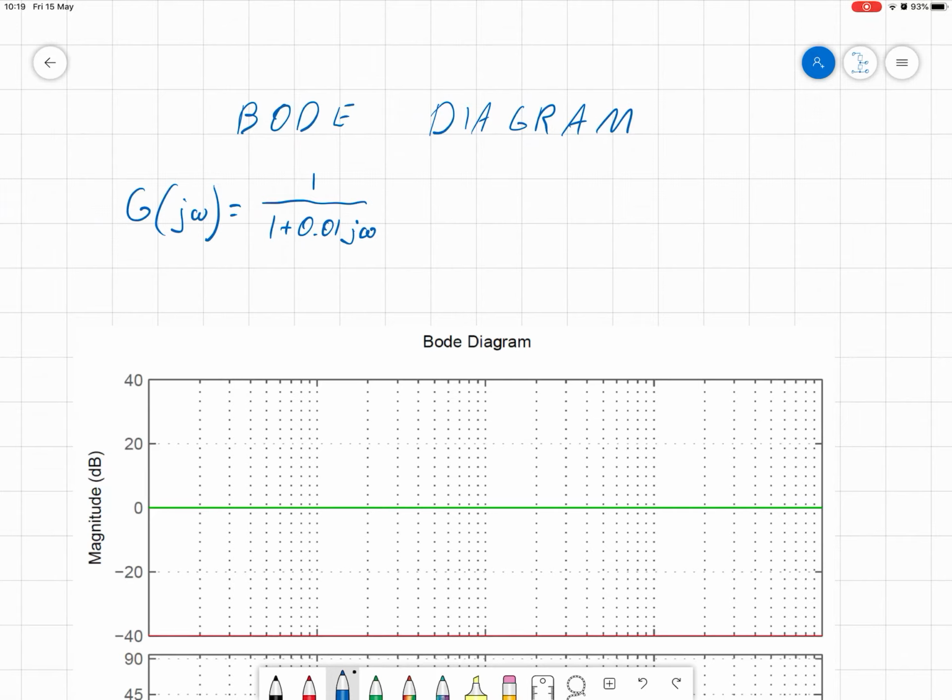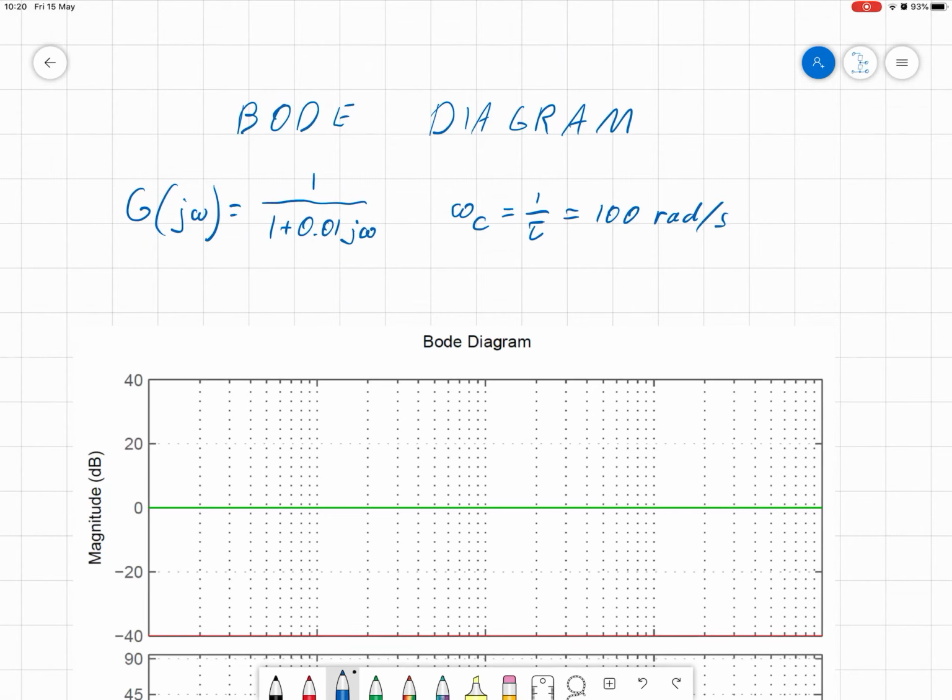0.01 is the time constant of this filter, and it is in seconds. But what we're interested in is the critical frequency, which is the inverse. So ωc, the critical frequency, is the inverse of our time constant and is therefore 100, and the unit is radians per second. So the time constant is in seconds and the inverse is 1 over seconds, but we use radians per second here to denote that this is angular rate and not a frequency given in hertz.